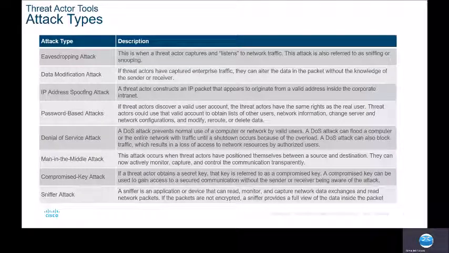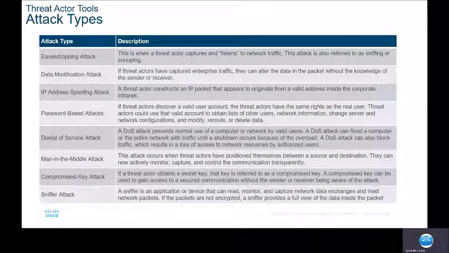Password-based attacks. If threat actors discover a valid user account, the threat actors have the same rights as the real user. Threat actors could use that valid account to obtain lists of other users, network information, change server and network configurations, and modify, reroute, or delete data.